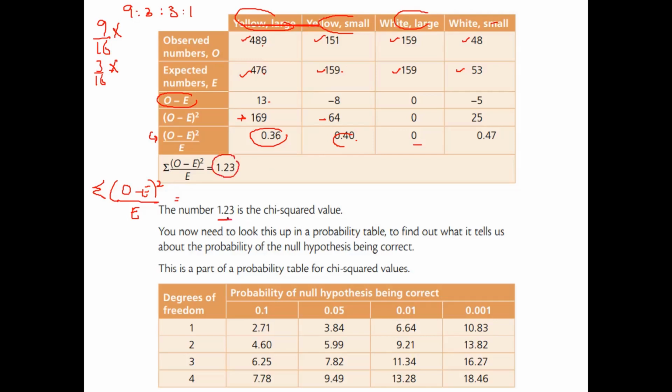Remember, this 1.23 is the calculated value. You have calculated this from the observed and expected. What you do next? Now you take your calculated value and you look at this probability table.